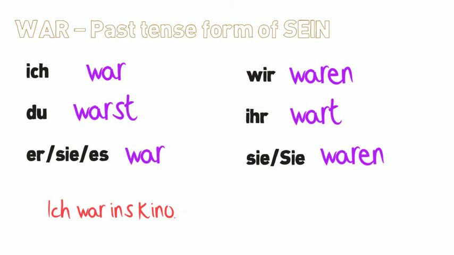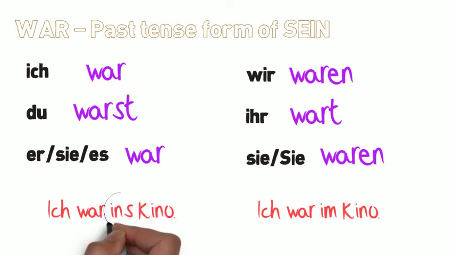Now, to link this to the big topic of discussion, compare these two sentences. Ich war ins Kino and ich war im Kino. Notice the accusative case in the first one and the dative case in the second one. Using in with the accusative case would mean to the, and with the dative case it would mean at the. In other words, sentence 1 is incorrect. You really can't use war with in and the accusative case, because you don't say, I was to the movie theater. Instead, you will most often use the dative case after war when saying where you or someone else was.